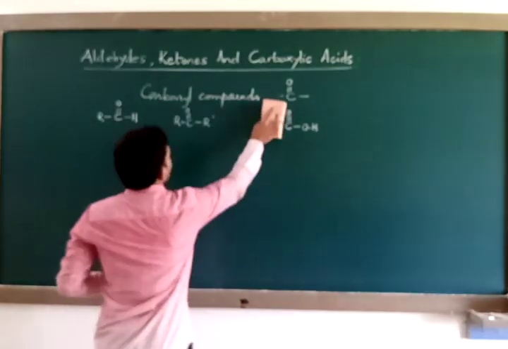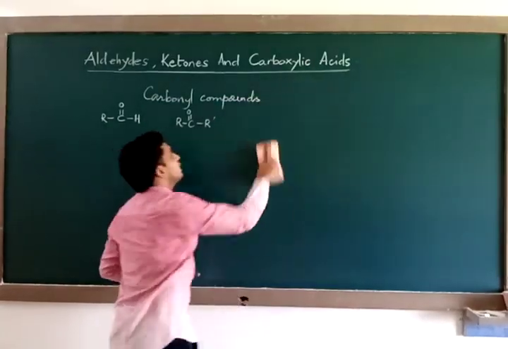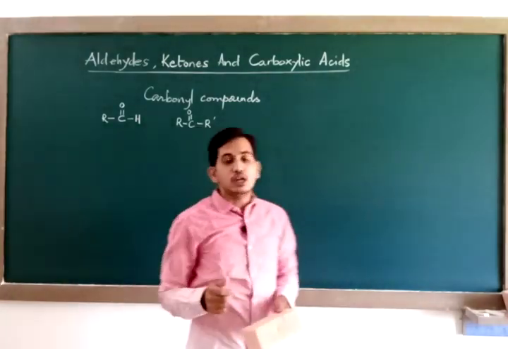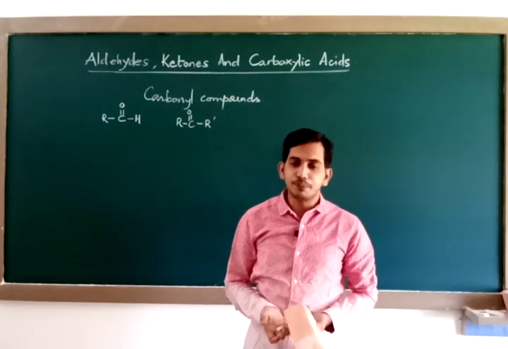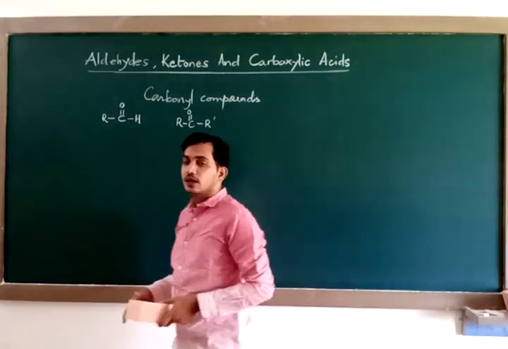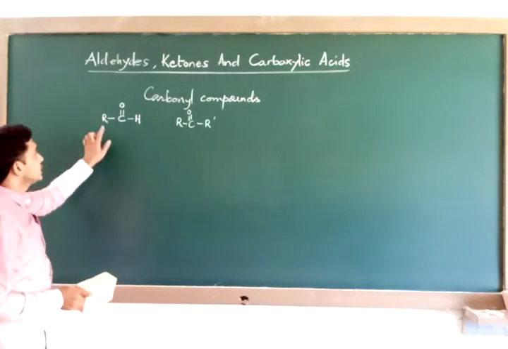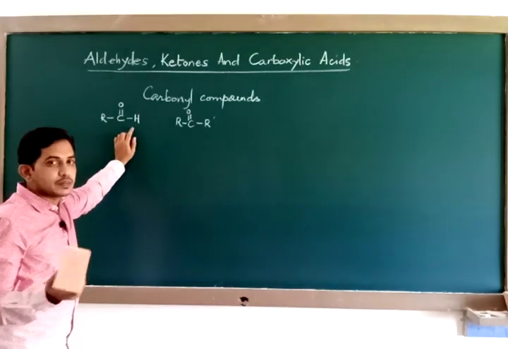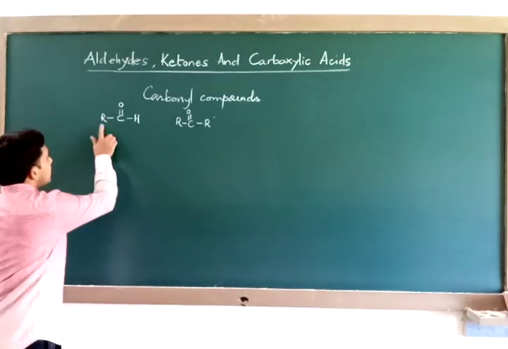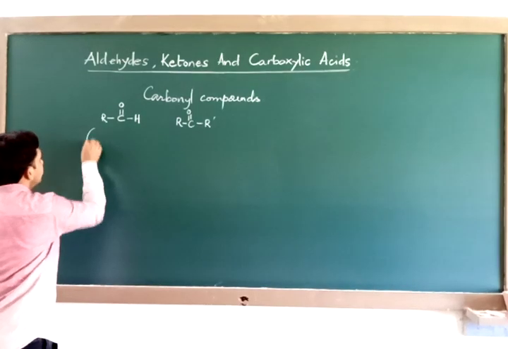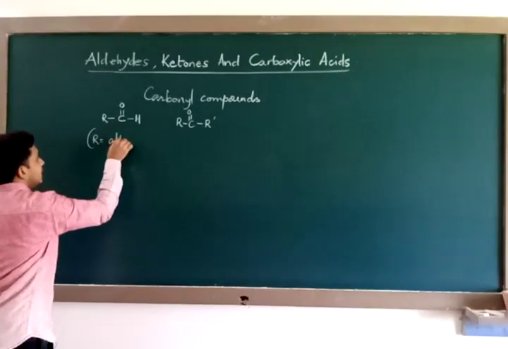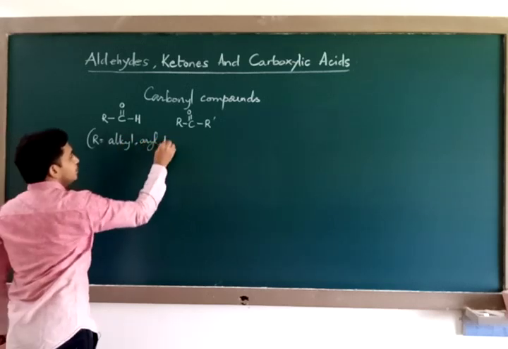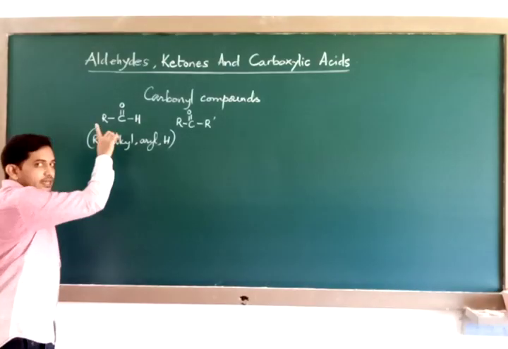So I did tell you that aldehydes and ketones are carbonyl compounds. Carbonyl compounds are those which contain carbonyl group in them, C double bond O group in them. In aldehydes, the carbonyl group is attached on one side with alkyl or aryl group, the other side with hydrogen. With only one exception, for formaldehyde, this R can also be hydrogen. Therefore, this R could be an alkyl group, it could be an aryl group, or it could be hydrogen also. This is only for aldehydes.